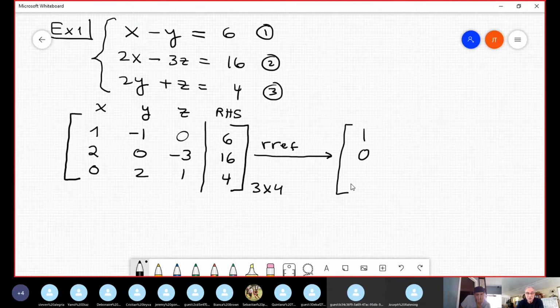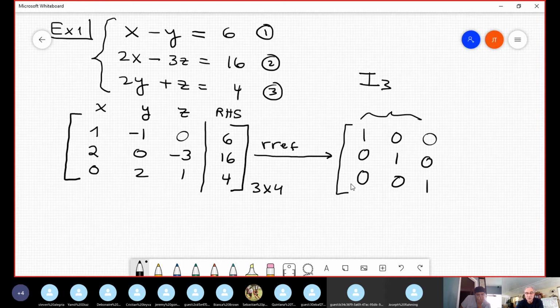1, 0, 0. 0, 1, 0. 0, 0, 1. This is the famous identity matrix of dimension 3. It's a special matrix that we will study in detail later, in which the main diagonal is just 1, 1, 1, and the rest is 0. On the right-hand side, after the line, we have 8, 2, and 0.